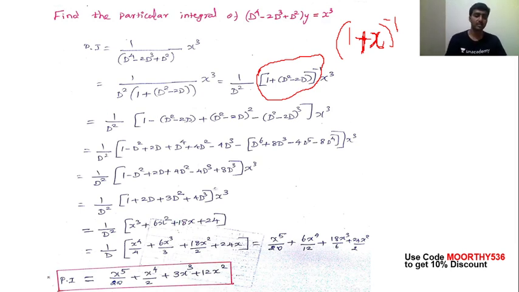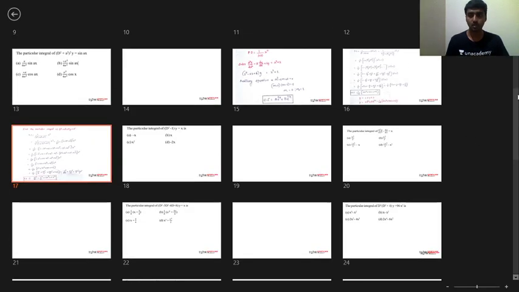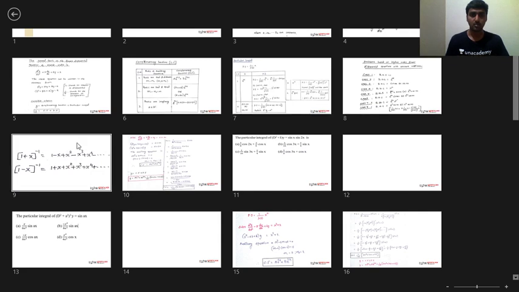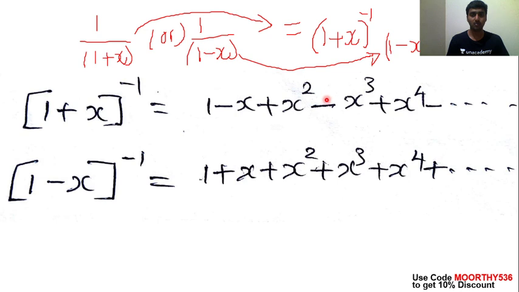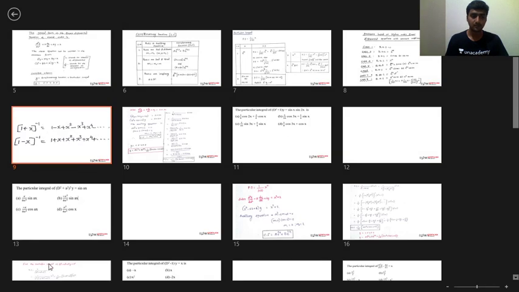Coming into this equation, here we have to expand (1 + D)^-1. We know the formula for (1 + x)^-1 is the binomial expansion: 1 - x + x square - x cube + x power 4. Okay, then we are expanding as per this formula.